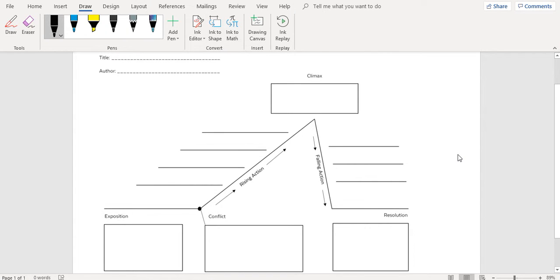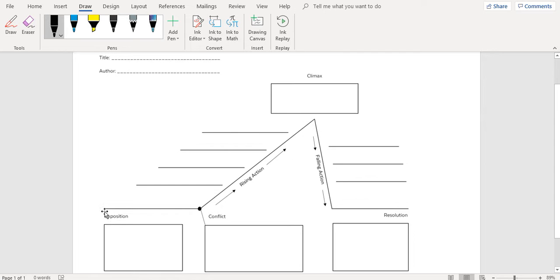Hello, and now we are going to be having a look at writing our own, analysing our own story arc. So this is what a story arc looks like. This is what you will be given when it is your turn to write that.